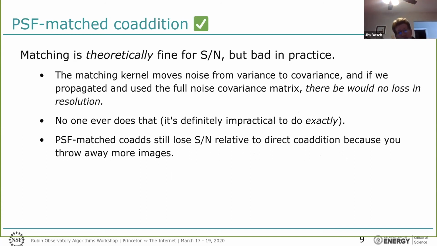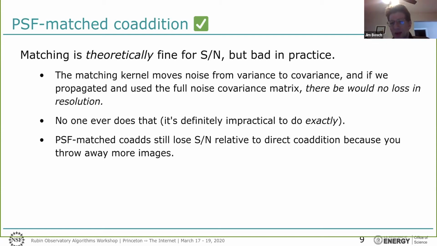In terms of signal to noise, matching is theoretically fine. Convolving them with a known matching kernel is a reversible operation. But by doing that, you move noise from the variance to the covariance, and that means you have to track that. And nobody actually does that in practice. If we did track the move of the noise to the covariance, and made use of that in all the downstream processing, you would not lose any signal to noise from PSF-matched coadds. And I think that's a common misconception, that by blurring the PSF you made things worse. That's not true. You've made things worse because you didn't track the noise correlations.